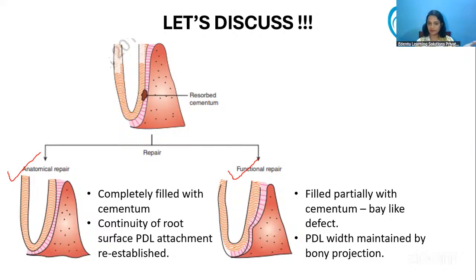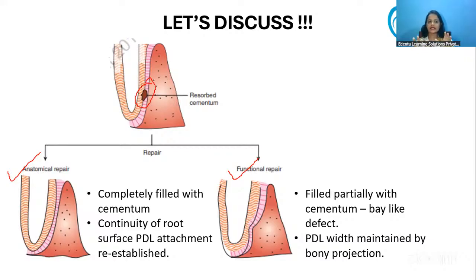The whole fault is repaired. If there is any tear or any resorption happening, that area is completely repaired. So when we look at it after some time, it looks brand new. That is called anatomical repair.